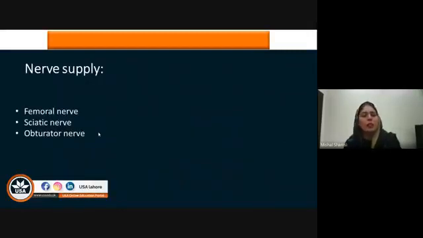Next is the nerve supply. We have to learn only their names because we have studied in detail the femoral nerve and the obturator nerve, and the sciatic nerve we'll discuss later on. So these are the three nerves: the femoral nerve, sciatic nerve, and obturator nerve, which supply the knee joint.